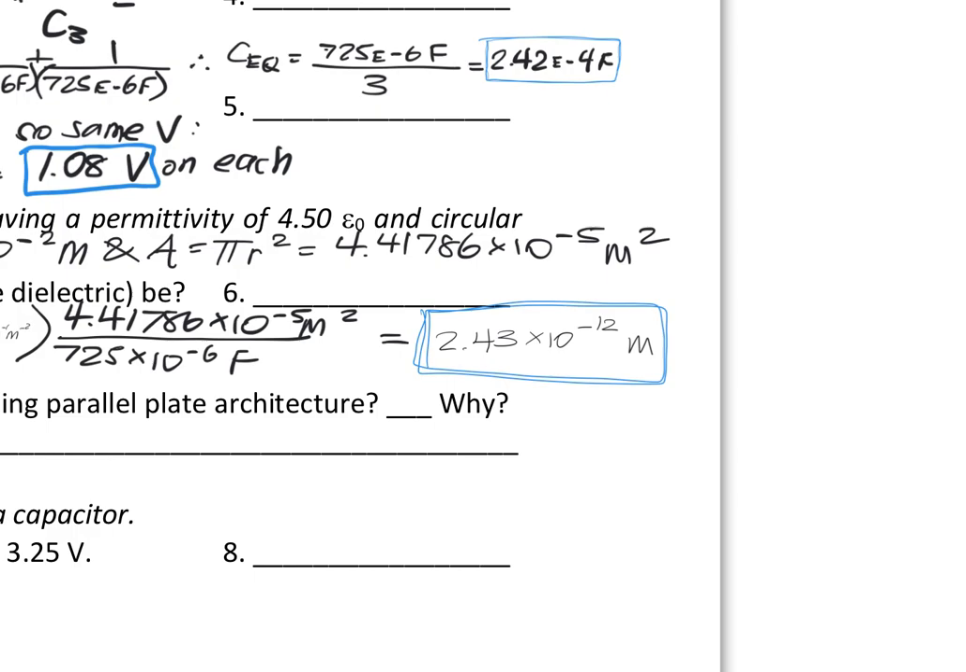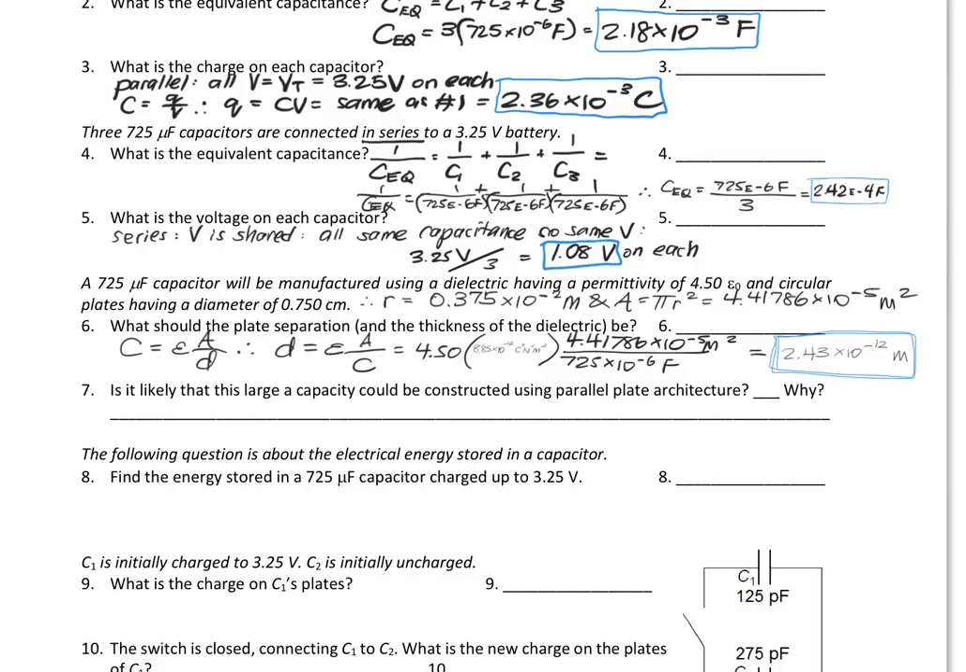between the two plates. So yeah, 2.43 times 10 to the negative 12 meters is 0.002 nanometers. Visible light is in the like hundreds of nanometers. So that is way too close. So could this larger capacitor be constructed using parallel plate architecture? No, they're way too close together. I don't even think that's possible. I think just by molecular interaction, they would just jump towards each other. Anyway, that's number 7. Let's move on.